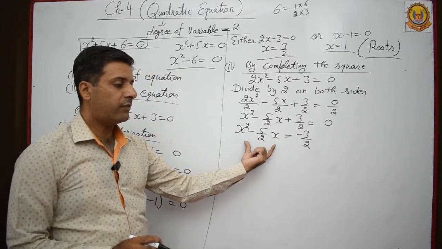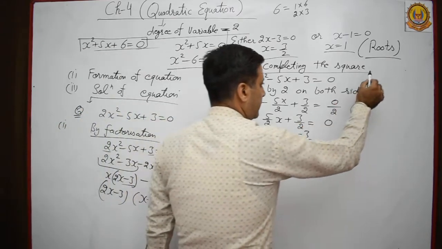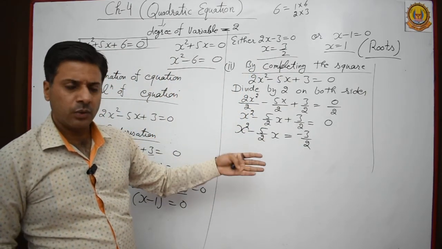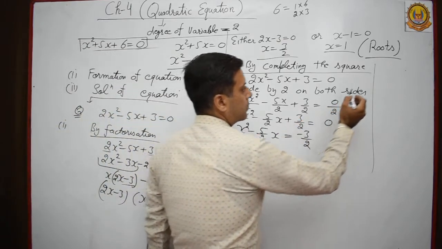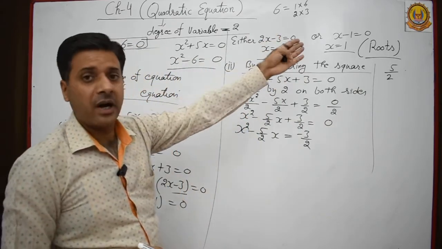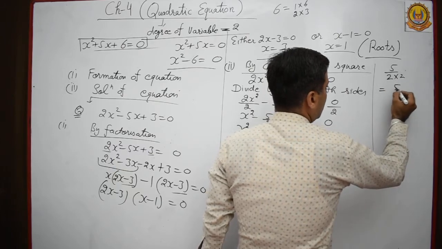So what is the method of completing the square of the left hand side? Look at it carefully. Firstly take the coefficient of x, that is 5/2. You can take minus, it depends upon you. So I am taking 5/2. Now just divide by 2, that is, half of this coefficient. So that is equal to 5/4.